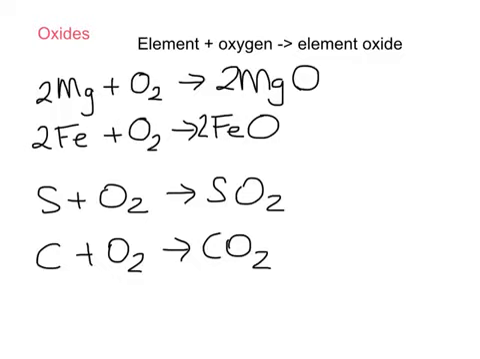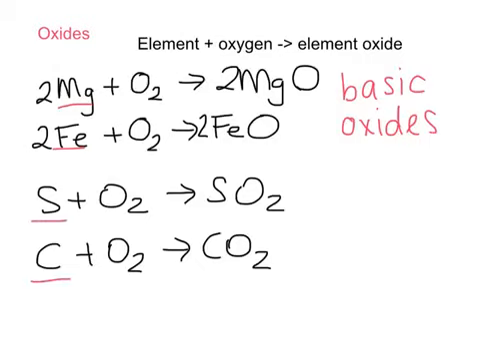Now the thing here that we need to learn: magnesium and iron being metals, if metals bond with oxygen and form metallic oxides, they're going to be basic in terms of their pH. So we call these basic oxides. And when we have non-metals creating an oxide, they're going to be acidic. So we call these acidic oxides.